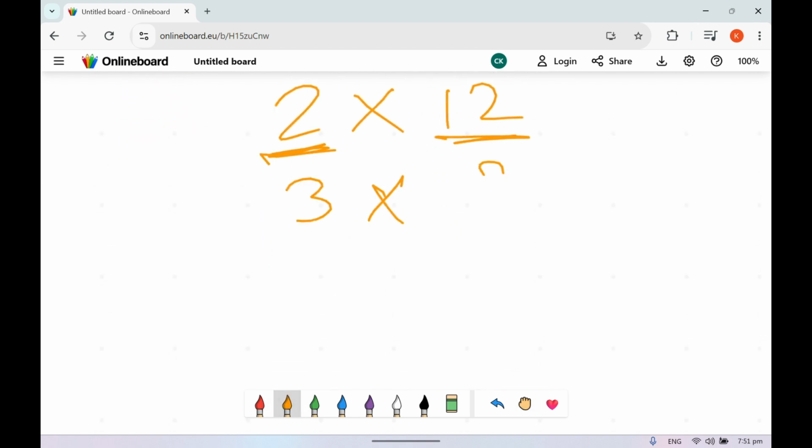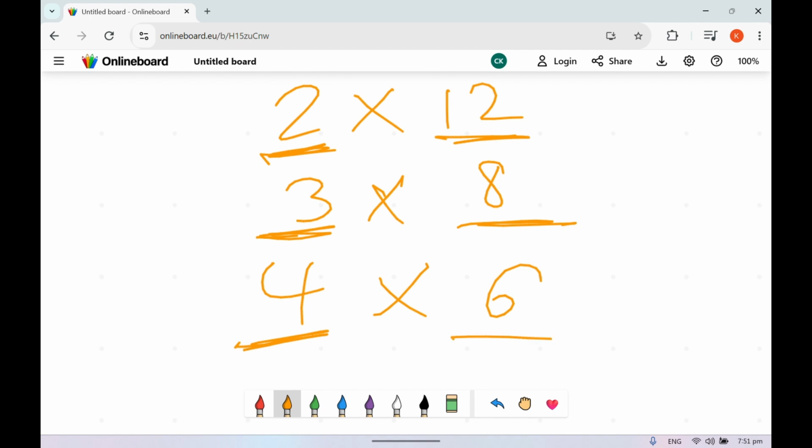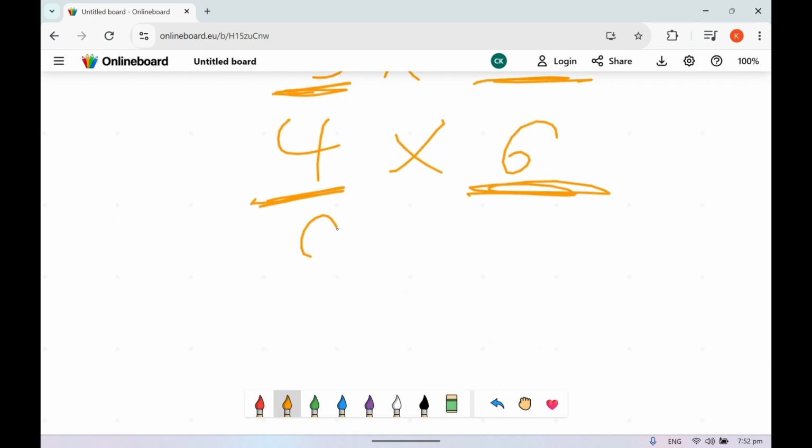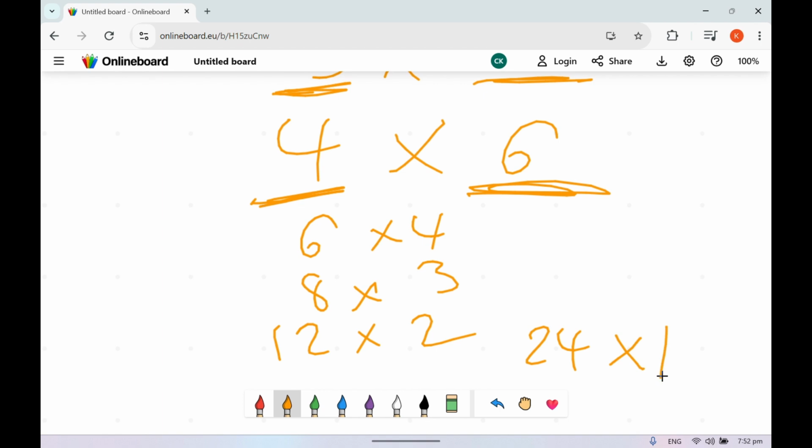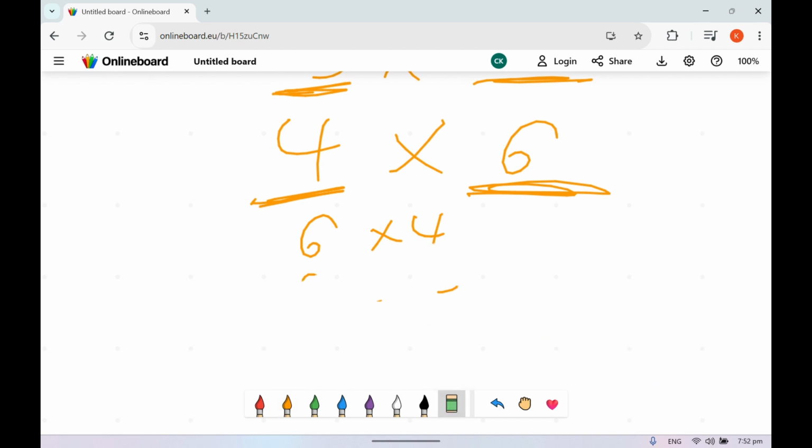3 times 8 gives us 24. These two are also factors. 4 times 6 gives us 24. These two are also factors. Now actually, you could continue on. 6 times 4, 8 times 3, 12 times 2, and 24 times 1. But if you notice, they are literally just a repeat of the previous ones. So there's no need to write it down again.